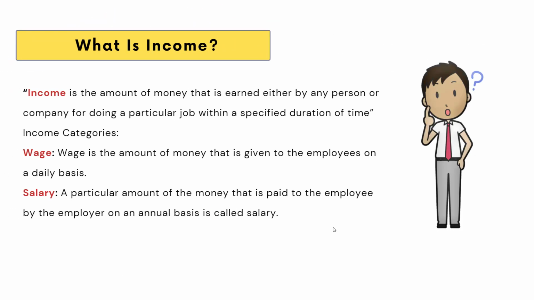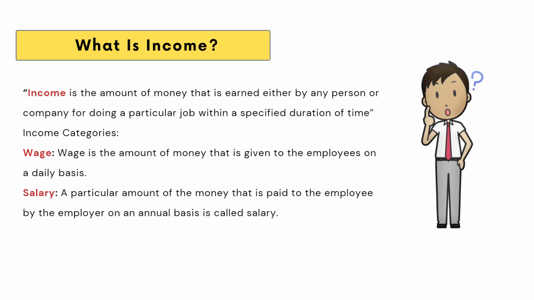Let me tell you what income is. I think you know what income is, but still, income is the amount of money that is earned by any person or company for doing a particular job within a specified duration of time. For example, if I'm an employee working as a software developer and earning 30,000 per month, then if I calculate this 30,000 for 12 months, that total, somewhere around 3 lakhs, is considered as income.